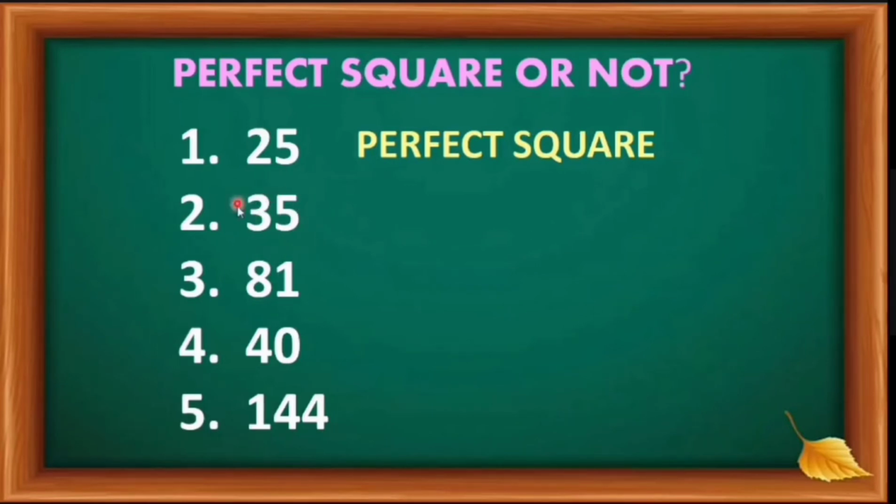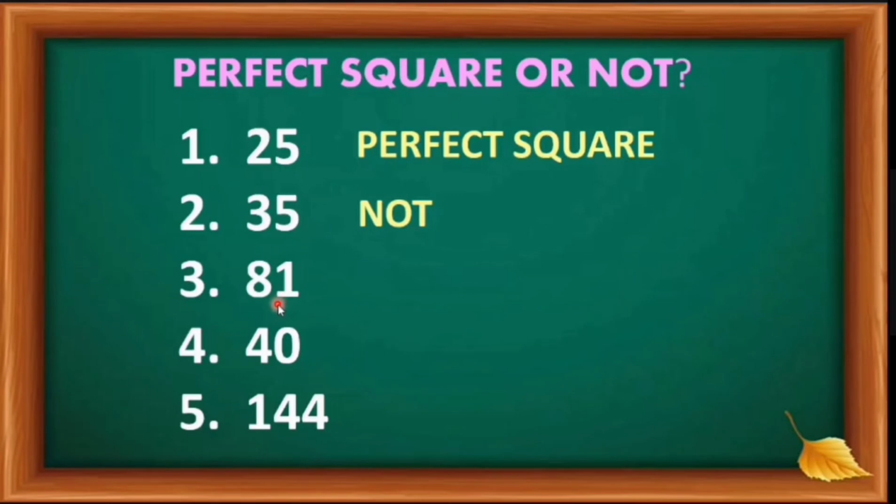Lampas naman siya kay 35. So meaning, walang number or walang whole number na i-multiply natin sa sarili niya na ang magiging sagot ay 35. Therefore, yung square root of 35 is not a whole number but a decimal. Therefore, 35 is not a perfect square. How about 81? Is 81 a perfect square? Can we think of a number multiplied by itself that would yield the product of 81?